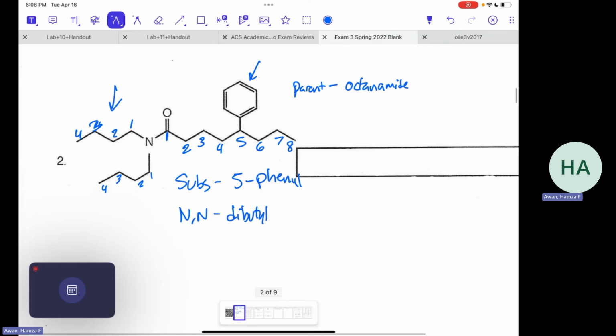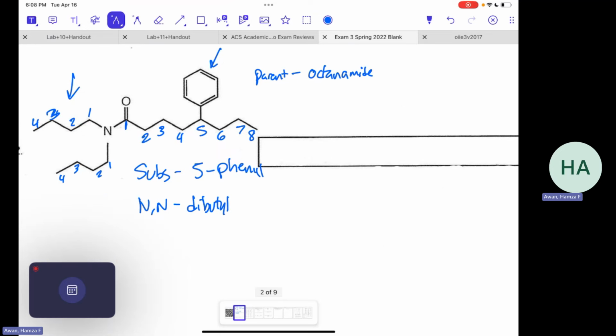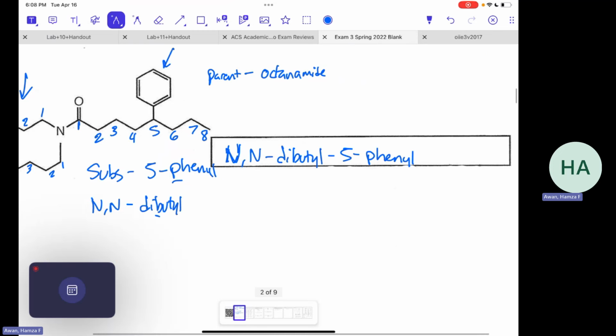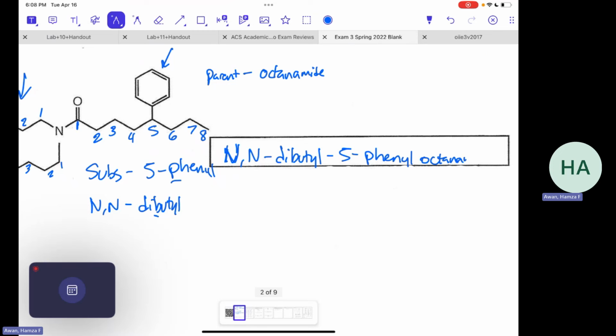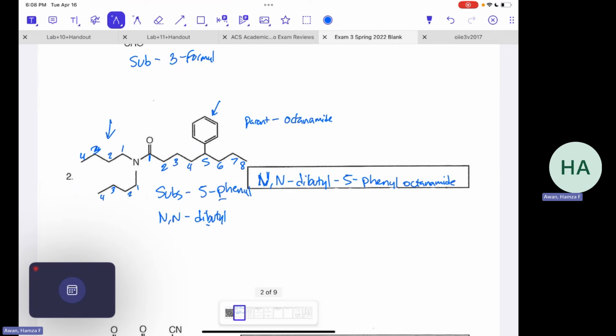After this, we don't have any stereochemistry, so now all we have to do is put it together. Remember, when doing this, we just have to go by alphabetical order. So the butyl is going to come before the phenyl. So we're going to start N,N-dibutyl-5-phenyloctanamide. And that will be the naming for the structure.